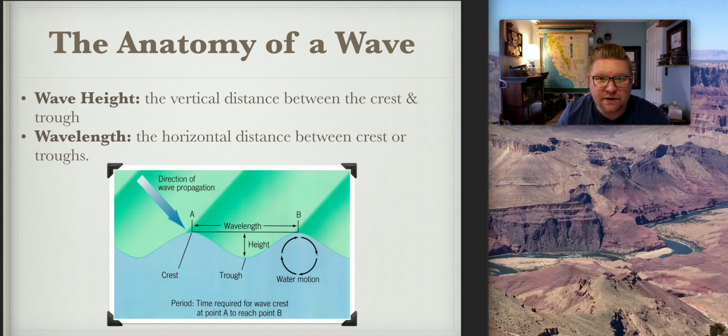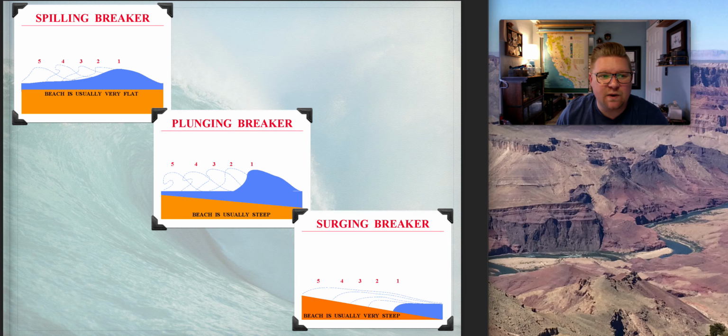So when you're out on a boat, out in the ocean, and you're feeling that motion going up and down, you're going up the crests and then down into the troughs, back and forth. So moving into the three types of waves, there's actually four, but we'll stick with these for now. We've got spilling, plunging, and surging. These are the three different types of waves that we can see.